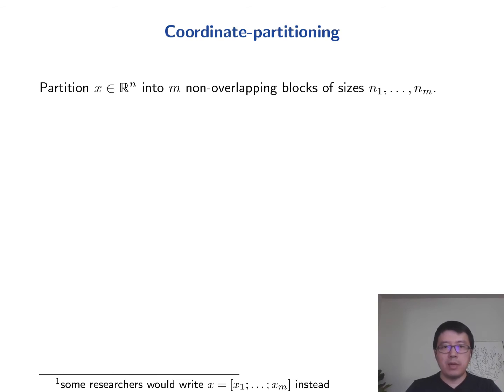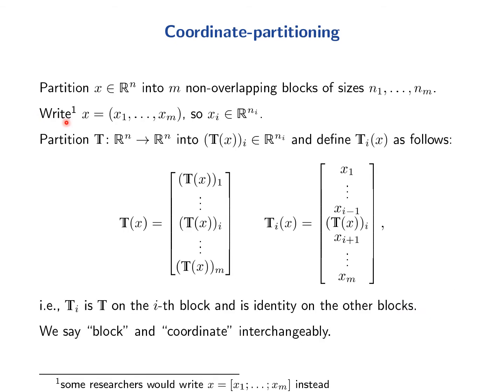Partition an n-dimensional vector into m non-overlapping blocks of sizes n1 through nm. The sum of n1 through nm equals n. So we can write x as the concatenation of its components, where every i-th component is in R^{ni}. Note that some researchers would write x as a column vector and the xi's as subcolumn vectors. Therefore, they use this bracket and semicolon notation to highlight the fact that they are stacking subcolumn vectors into the original column vector.